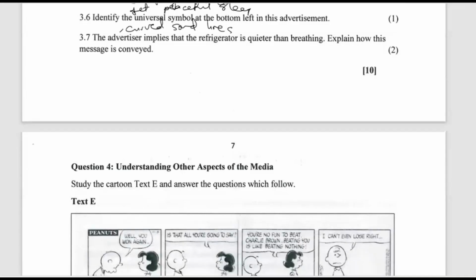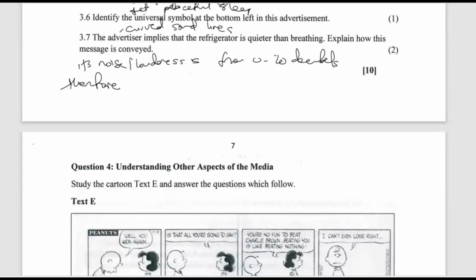The advertiser implies that the refrigerator is quieter than breathing. Explain how this message is conveyed. I believe it's the decibels, which are the loudness of the refrigerator. It says 0 to 20 decibels, which means that it's not loud. Its noise or loudness is from 0 to 20 decibels. Therefore, it is never loud.